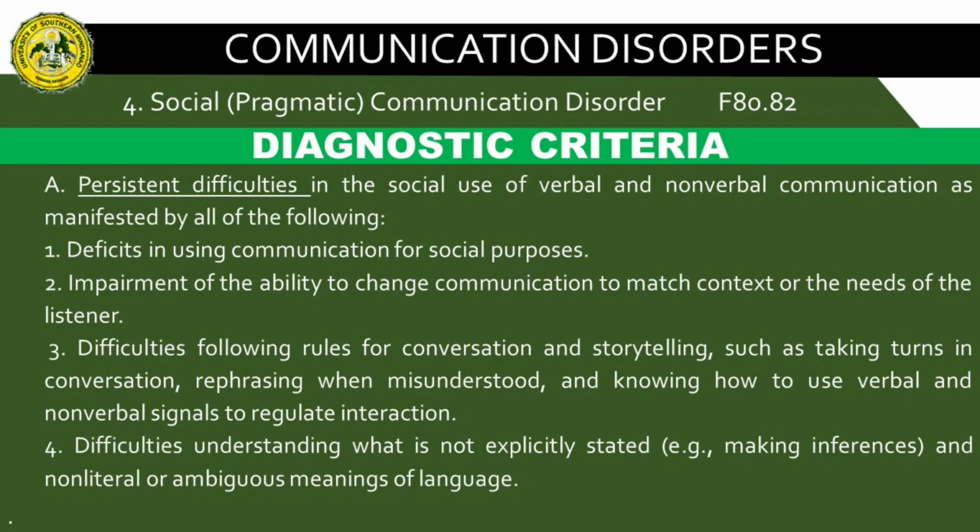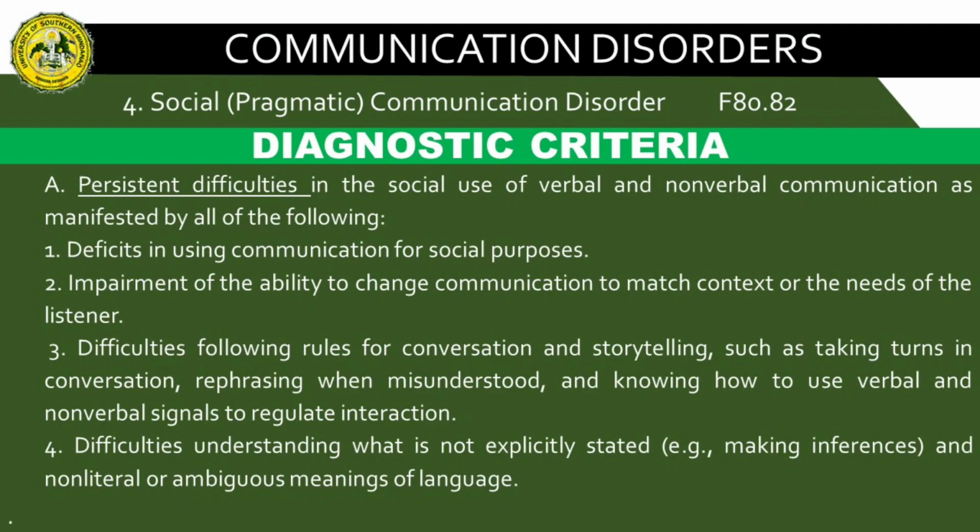listener, such as speaking differently in a classroom than on a playground, talking differently to a child than to an adult, and avoiding use of overly formal language. Third, difficulties following rules for conversation and storytelling, such as taking turns in conversation, rephrasing when misunderstood, and knowing how to use verbal and nonverbal signals to regulate interaction. Fourth, difficulties understanding what is not explicitly stated and non-literal or ambiguous meanings of language.